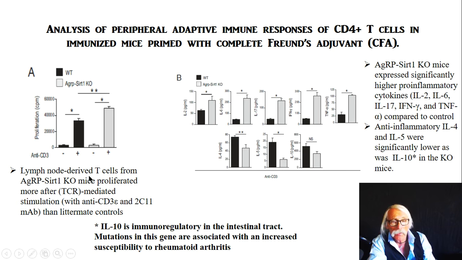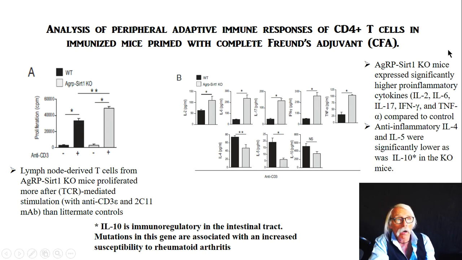Lymph node derived T cells from the AgRP SIRT1 knockout mice proliferated more after you stimulate through the TCR, that's the T cell receptor, with the anti-CD3 epsilon 2C11 monoclonal antibody. So you're triggering the response, and you get more than the littermate control. That shows you statistically different. More T cells are going to proliferate after you induce here in the knockout. And they already know that it's not the Treg that looks like it's doing this.